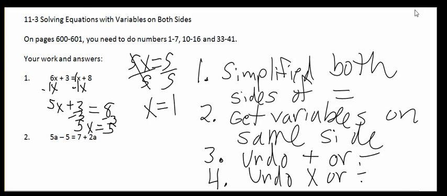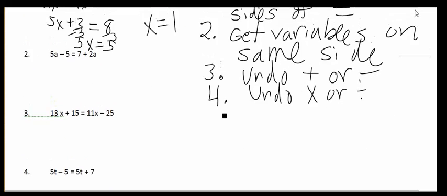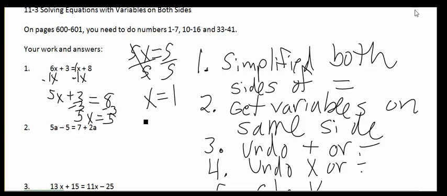And then the fifth step should be that you should check this. So you would take your answer of 1 and plug it back into your original equation, so we'd have 6 times 1, that's 6, plus 3, and we want to see, does that equal 1 plus 8? So does 9 equal 9? It does, so that's correct then.